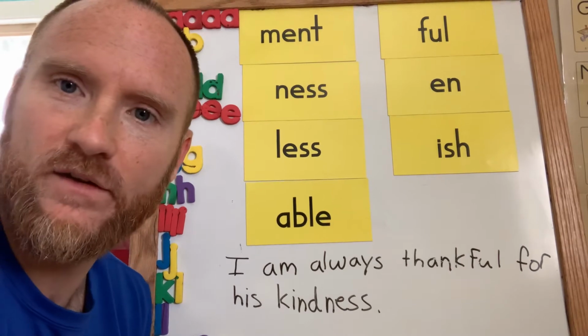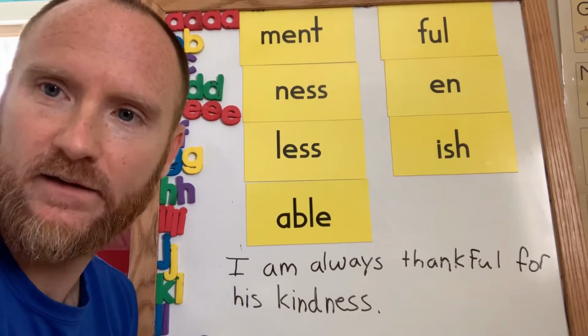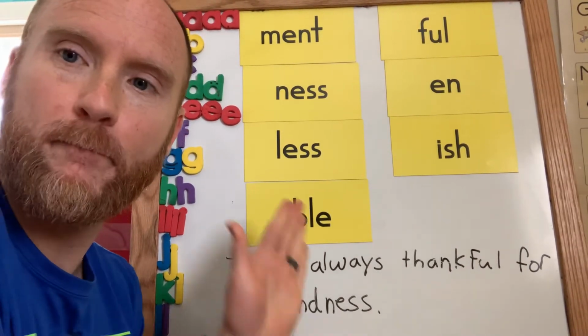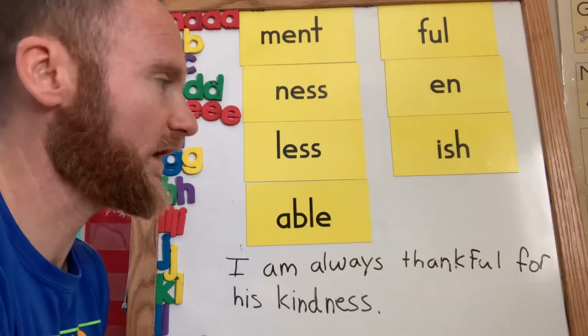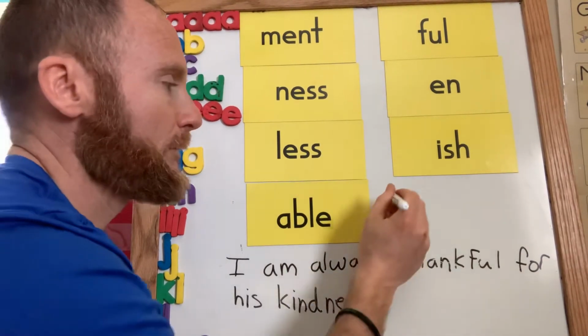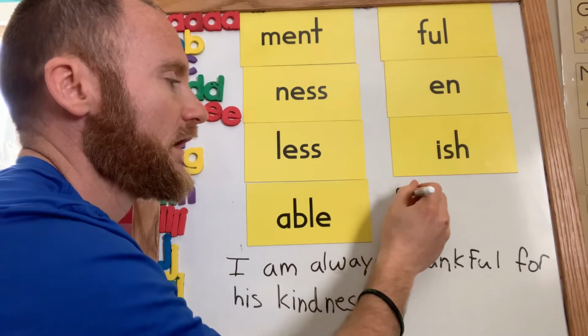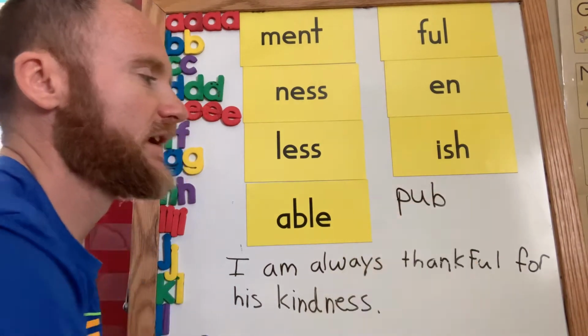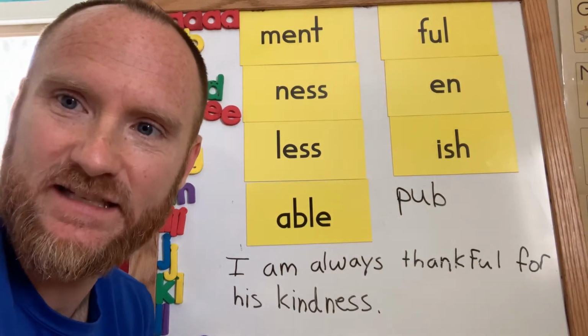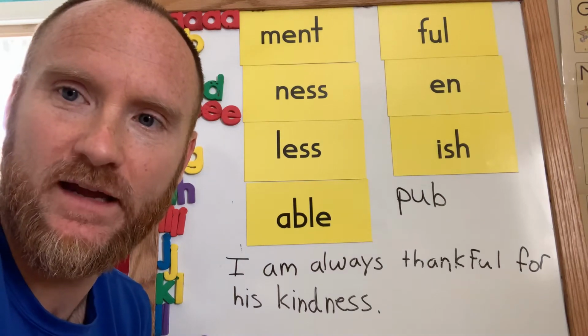Now let's talk about something different. Public, okay? I'm going to clap it. Public, okay? Now I'm doing each part. Pub, p, b. Now I want to talk about this next syllable, lick, okay?